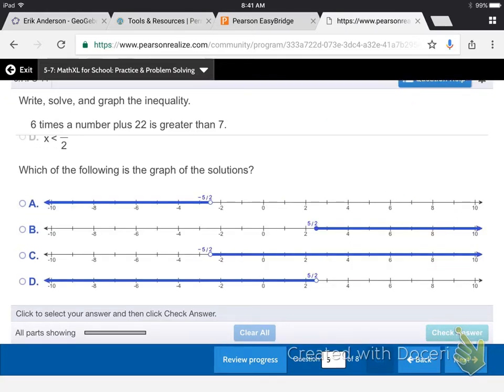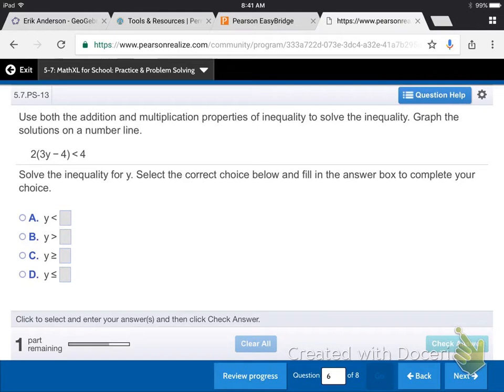Now we're looking for x is greater than negative 5 halves. That means we're looking for an open circle at negative 5 halves with the arrow pointing to the right. Let's see if we can find it. Do you see it? Looks like it's right there. You had that, right? We are rolling, boys and girls.